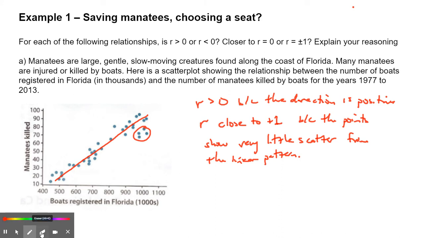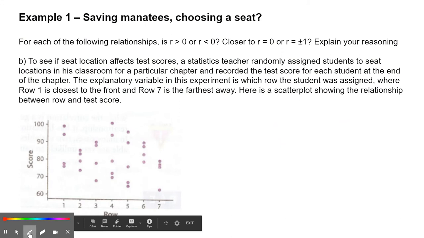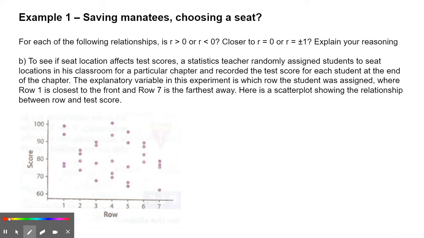Okay, and let's try part B with the same question. Part B says, to see if seat location affects test score, a statistics teacher randomly assigns students to seat locations in his classroom for a particular chapter and records the test score for each student at the end of the chapter. The explanatory variable in this experiment is which row the student was assigned, where row one is closest to the front, and row seven is farthest away. Here's a scatter plot showing the relationship between row and test score.